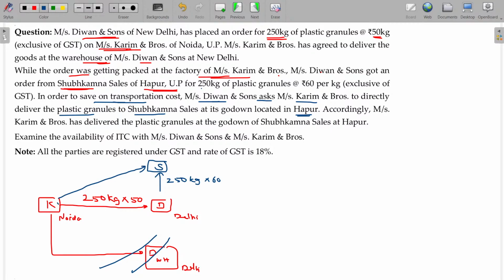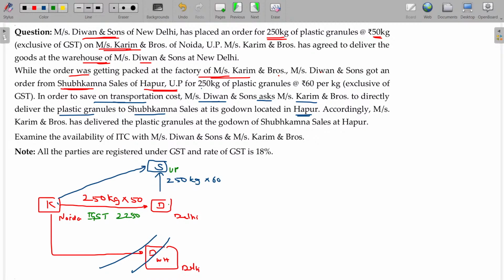Examine the availability of ITC with Mrs. Diwan and Sons and Karim Brothers. Now, what is the GST payable? 250 into 50 on that, 18% GST. Come on, tell me. IGST. IGST, because Noida to Delhi, Delhi to Uttar Pradesh. Okay. Come on, find out the IGST here, 18%.